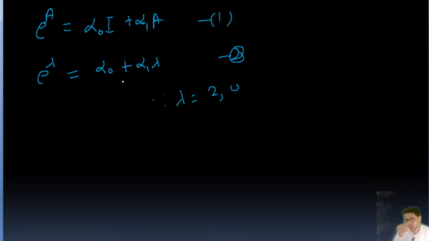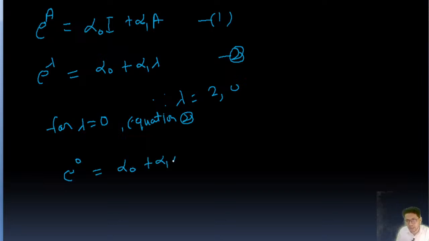Very simple. Now for lambda equal to 0, equation 2 is going to be e to the power 0 equal to alpha naught plus alpha 1 into 0. e to the power 0 is 1, so 1 equals alpha naught plus 0. This implies alpha naught equal to 1.